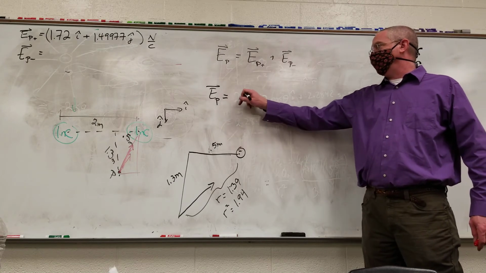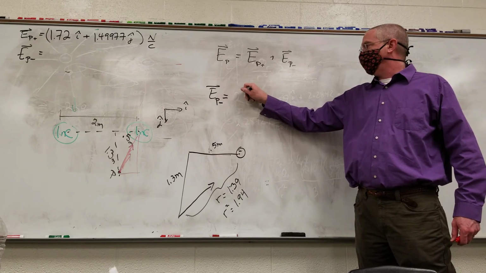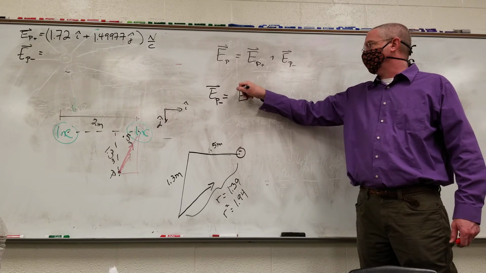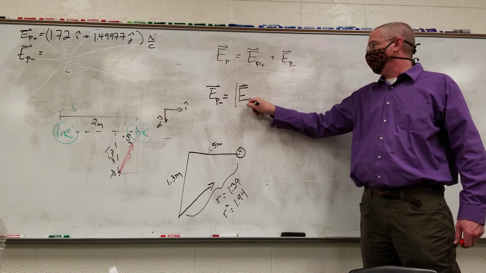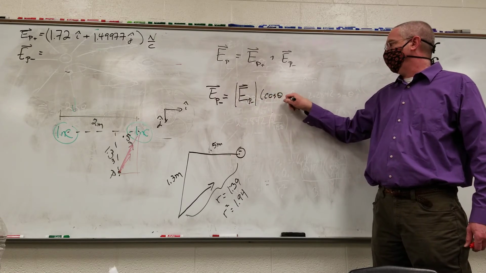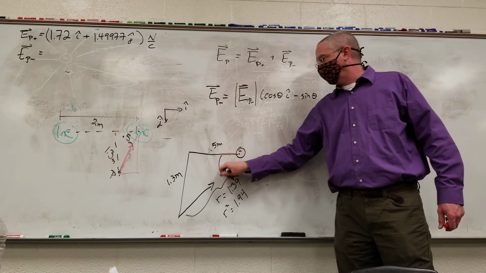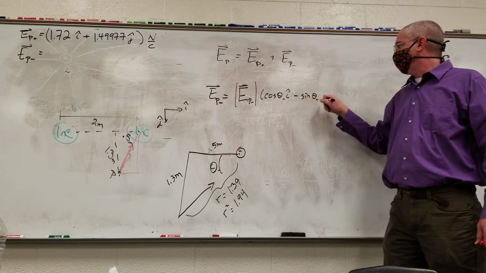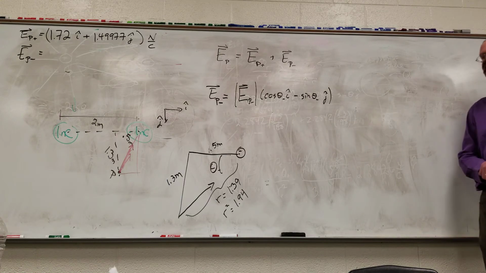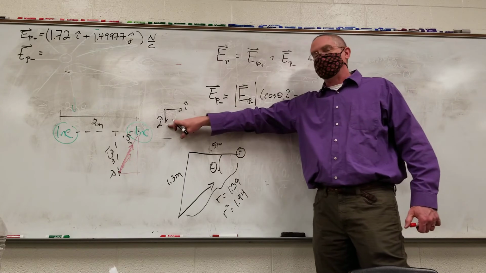So my magnitude here, E_P negative, let's write it slightly differently, is the magnitude of E_P negative times cosine of theta i hat minus sine of theta, so this angle here is theta, negative j hat. It's basically magnitude and direction. Now it's negative j hat because we said down was positive.